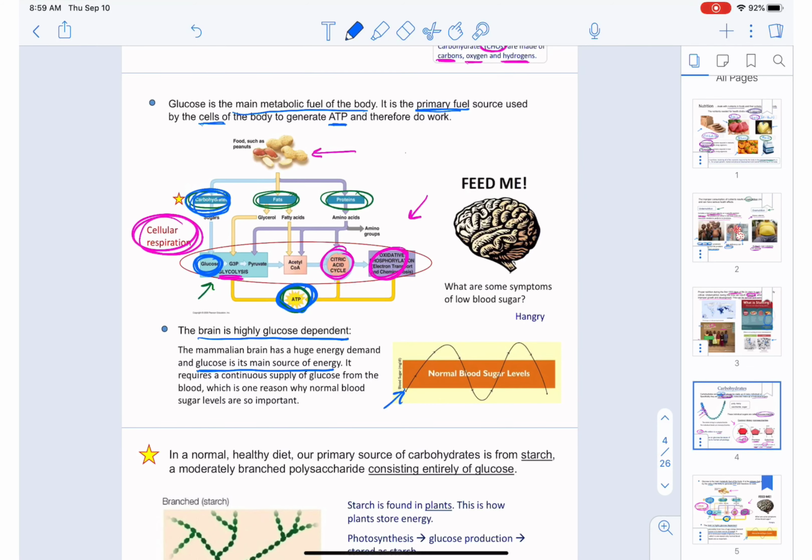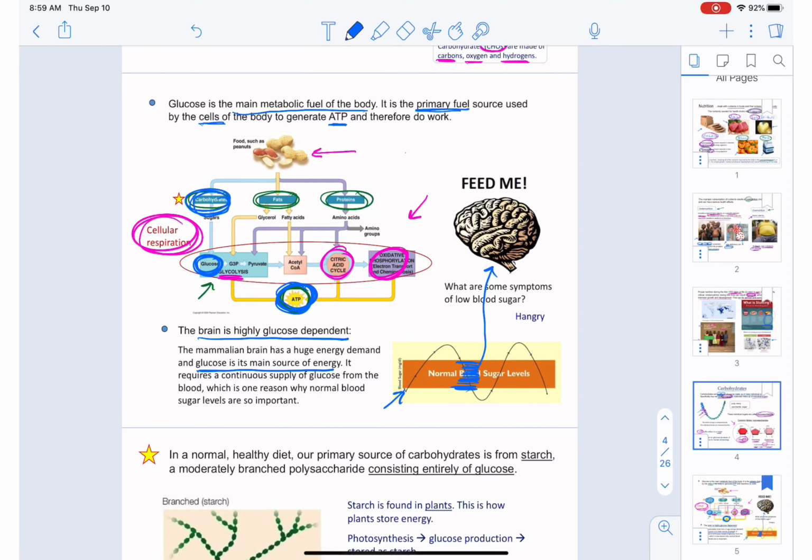And this is one of the reasons why normal blood sugar levels are so important. So blood sugar is something we maintain homeostasis over. Okay, we want to keep blood sugar levels within a specific range at all times. And that's because we want the brain to have continuous access to glucose. And so the brain takes in that glucose, it goes through cellular respiration, and it converts that to ATP.